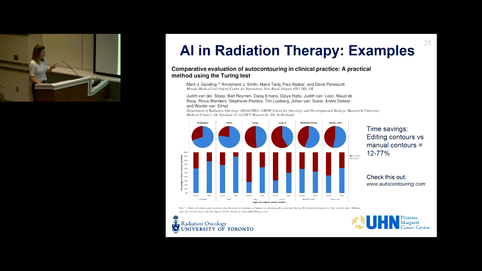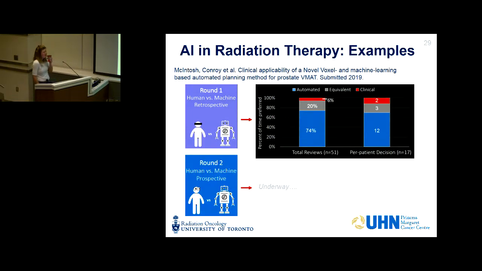So the physics resident who sent me this study actually also pointed me to a website you can see at the bottom there, where you can actually participate in the Turing test. So you can log in, go in, and you're blinded. You see a bunch of contours and you guess whether they were done by a machine or by a human. So this is another really cool example.